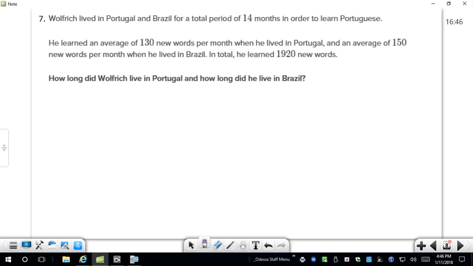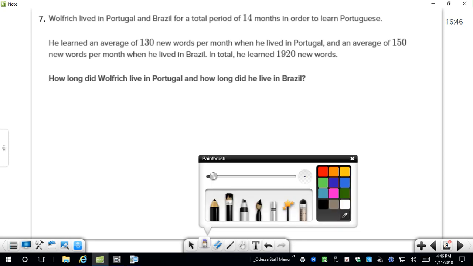Number 7. Wolfrich lived in Portugal and Brazil for a total period of 14 months in order to learn Portuguese. He learned an average of 130 new words per month when he lived in Portugal, and an average of 150 new words per month when he lived in Brazil. In total, he learned 1,920 new words. How long did Wolfrich live in Portugal, and how long did he live in Brazil?